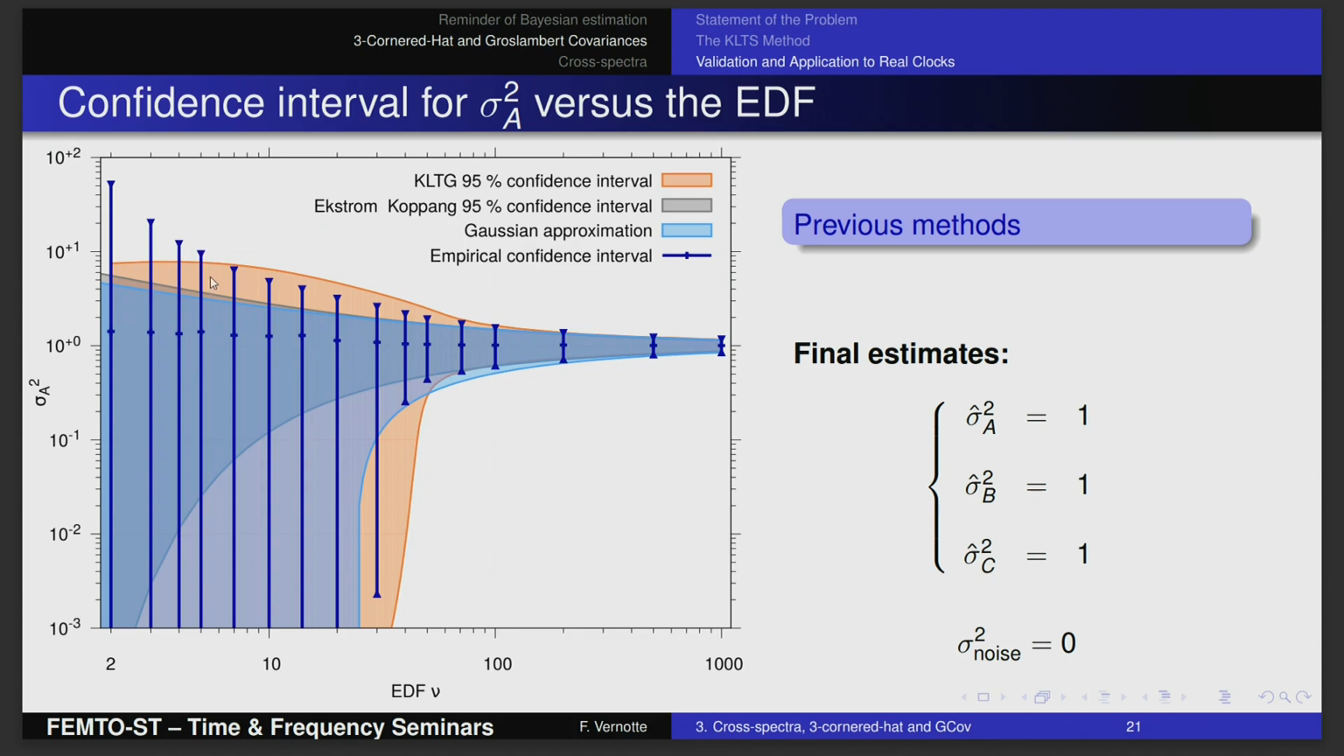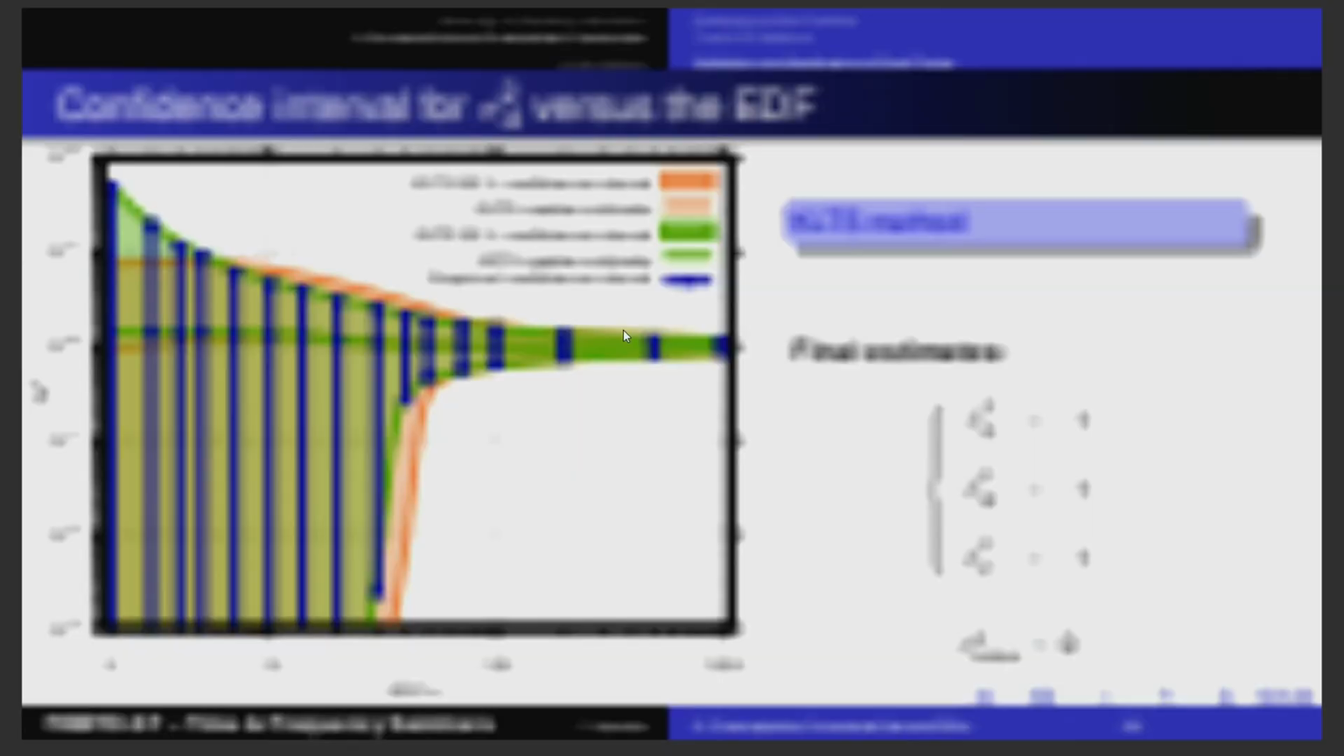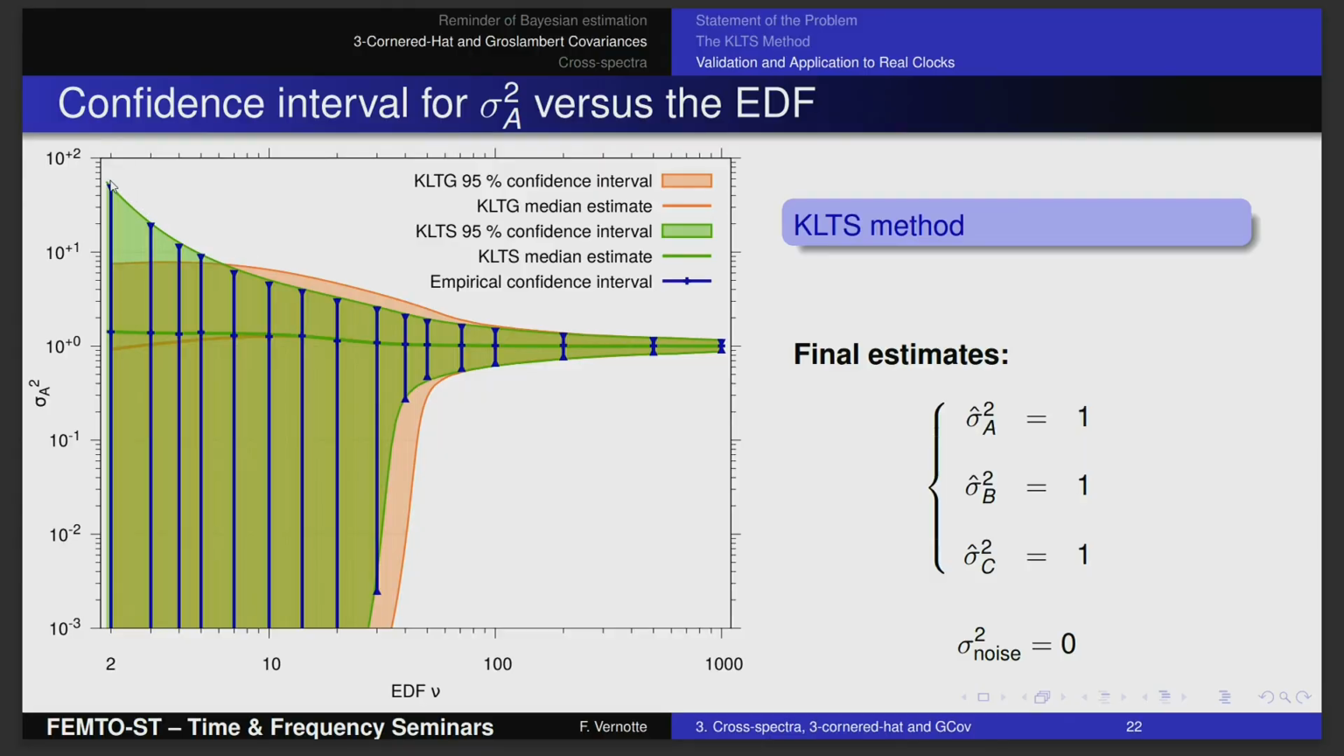And you see that neither of these methods works: the red one is the KLTG, the gray one, which is here and which goes here, is the so-called Ekstrom Kopang, and the blue one is a Gaussian approximation. You see that it's relatively far from the error bar, so it doesn't work, except if the number of degrees of freedom is greater than 100. What we obtain with KLTS, you see we have a perfect fit, perfect perhaps not, but a very good agreement between the error bar which have been obtained by searching for the statistic with the method that I have just shown you, and the method KLTS.